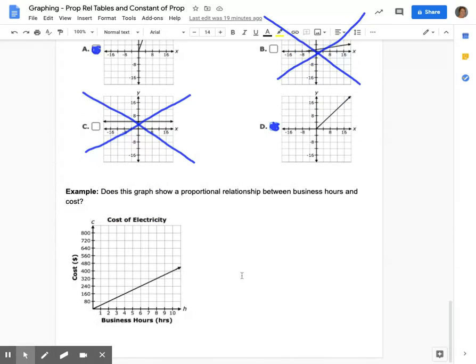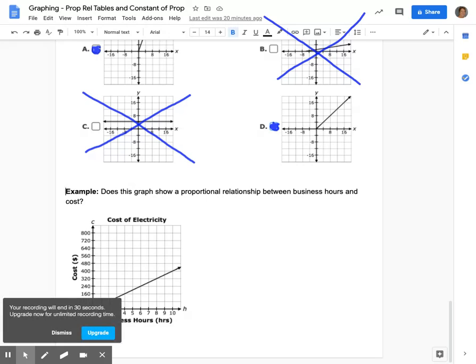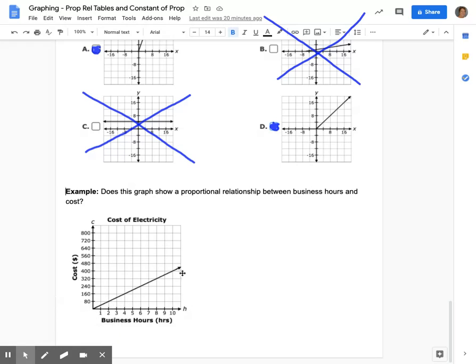Sometimes you'll see a problem like this too. Does this graph show a proportional relationship between business hours and cost? So we ask the same thing. Both things have to be true. Is this a straight line? Yes. Does it have the point 0, 0? Well, yeah, right here it starts at 0 business hours is 0 cost. So the answer to this is yes. This graph shows a proportional relationship.